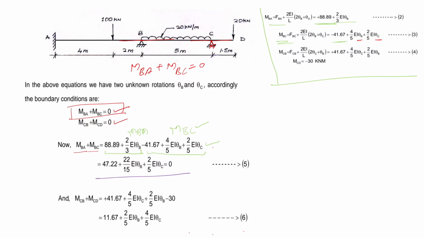Similarly, consider condition 2, MCB plus MCD. MCB is minus 41.67 plus 4 by 5 EI theta C plus 2 by 5 EI theta B. Okay, write it here. MCD is minus 30. After solving, we will get 11.67 plus 2 by 5 EI theta B plus 4 by 5 EI theta C.